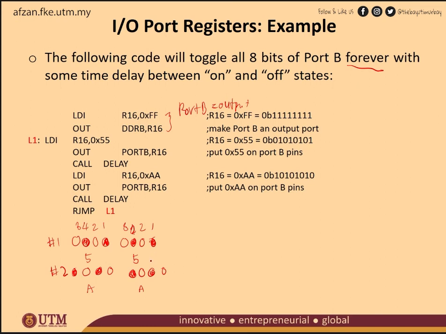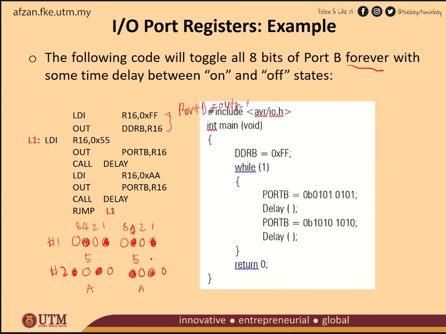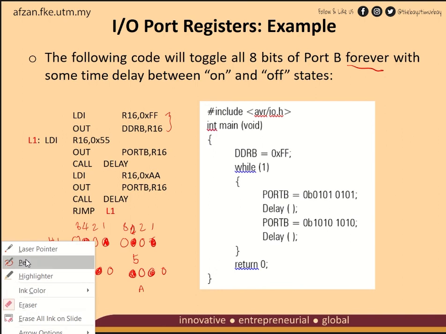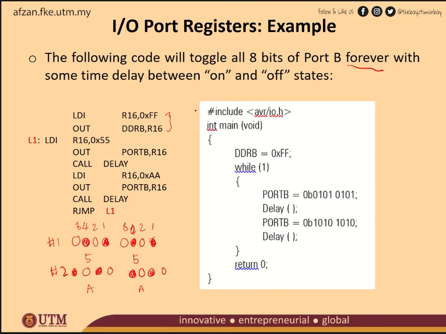Next, how are we going to write this in C programming? Firstly, every time you write your C program, make sure you include this file here. Include avr/io.h, because this is the standard header for your AVR. And then start with int main(void), open curly bracket and close curly bracket.